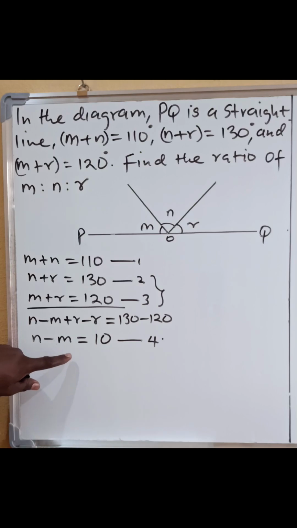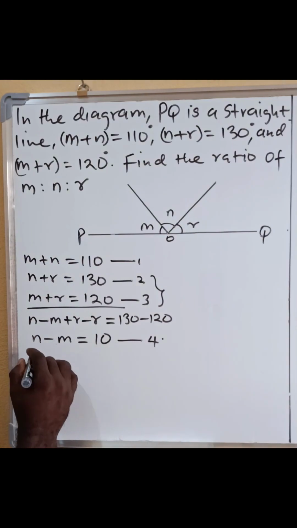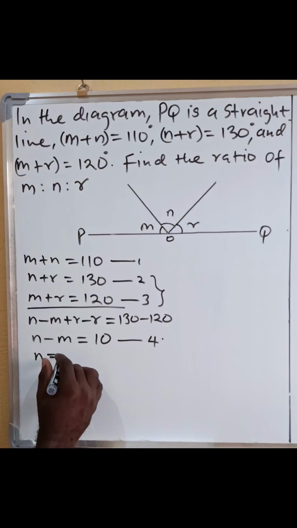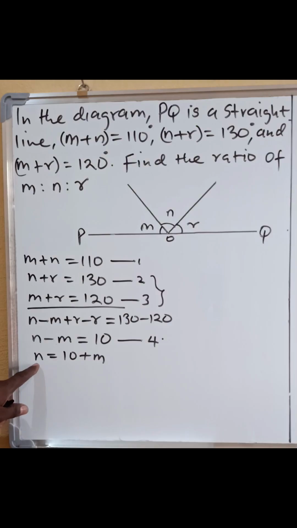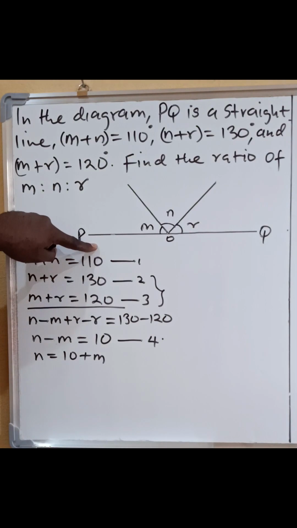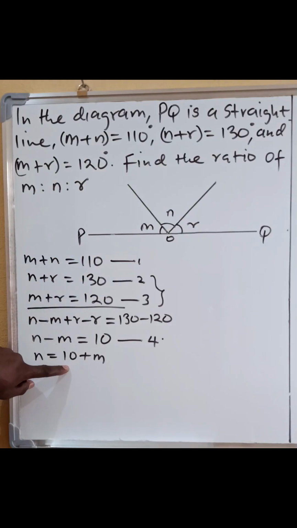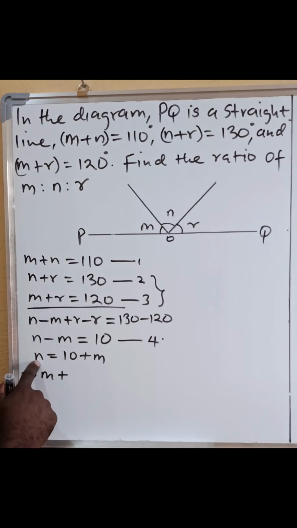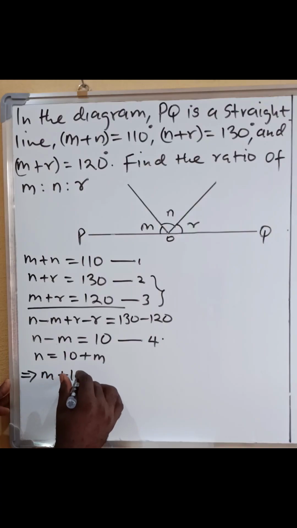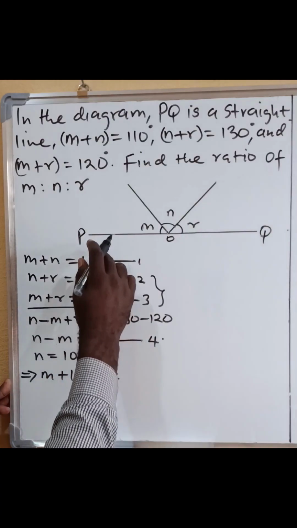Okay, so I'm going to substitute equation 4 into equation 1 by making one of these a subject. So I will take my N to be equal to 10 plus M. So when I substitute N into equation 1, which is M plus N equals 110, wherever I see N, I will include 10 plus M. So this will become M plus 10 plus M equals 110.